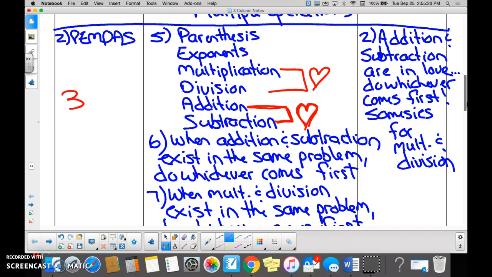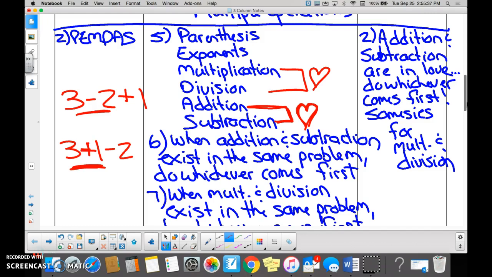So if you have a problem like 3 minus 2 plus 1, should I do 3 minus 2 or 2 plus 1? 3 minus 2. Because it comes first. If I have 3 plus 1 minus 2, which one should I do first? 3 plus 1. Okay?